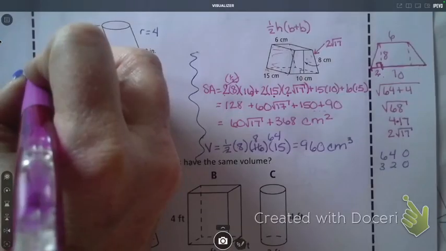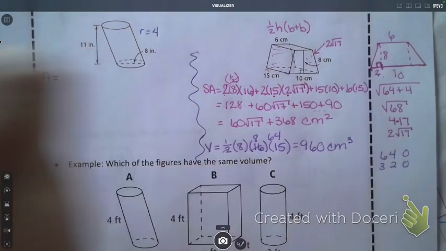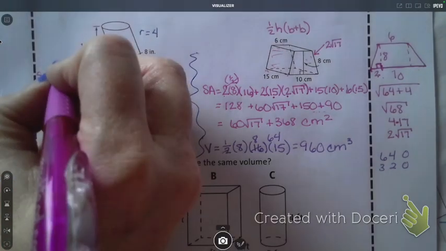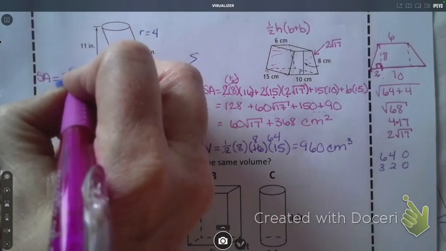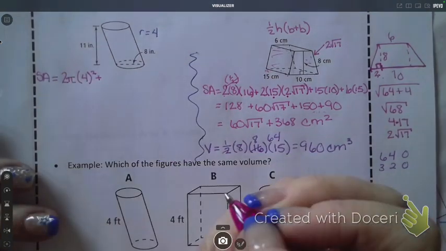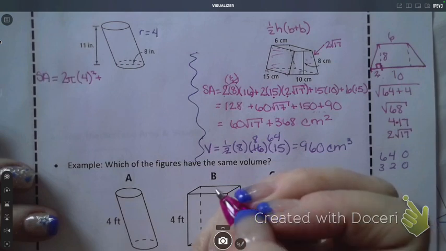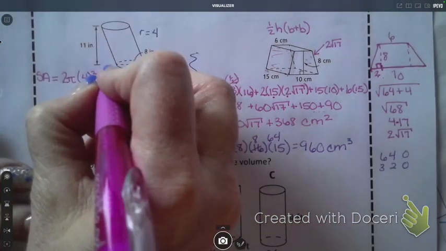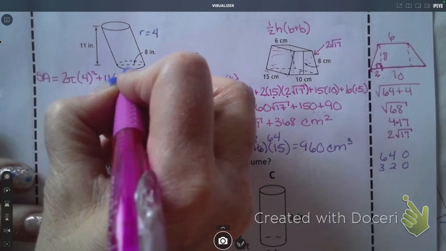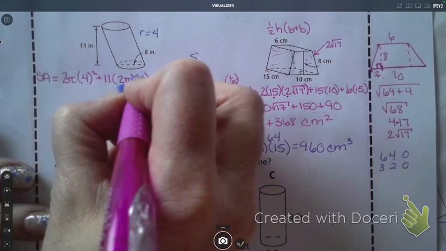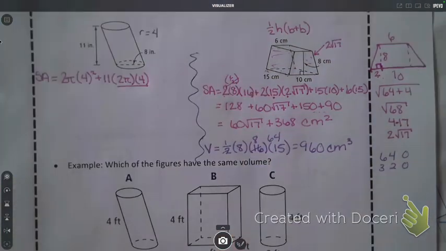So surface area equals, you guys tell me what to write. 2 pi times 4 squared plus 2 pi times 4 times 11. Okay, 2 pi times 4. Now, what is this? That's the what of the circle? Circumference. Good job. You guys did amazing on that.